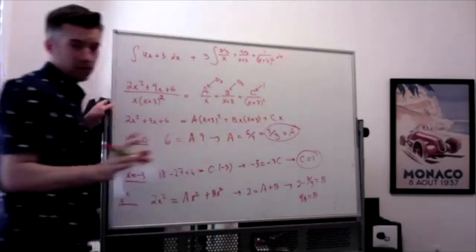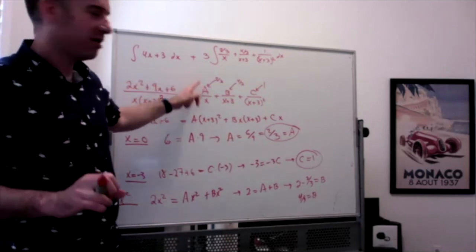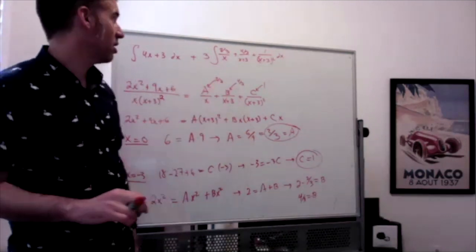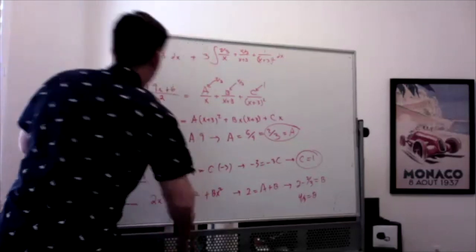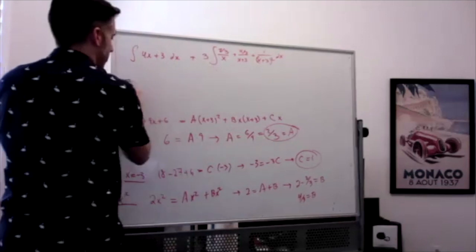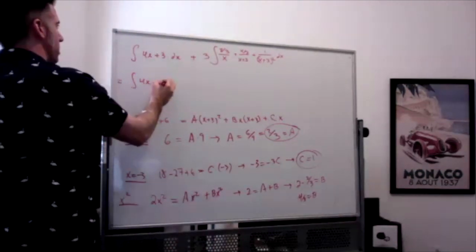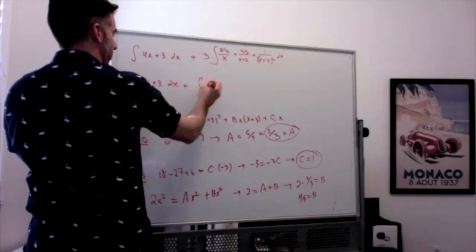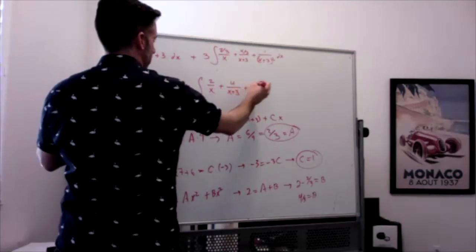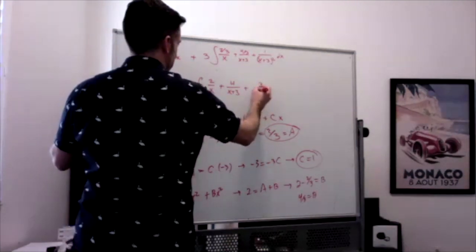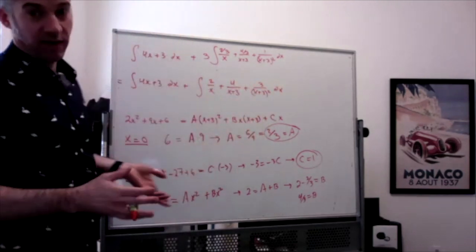Now I want to point out something because it's not a huge deal, but it's a small deal. If we hadn't factored out the 3, these numbers actually would have turned out nicer, right? In fact, I'm going to distribute the 3 back in and get the integral of 4x plus 3 dx plus the integral of 2 over x plus 4 over x plus 3 plus 3 over (x plus 3) squared. So sometimes it makes sense to actually not factor a constant out.